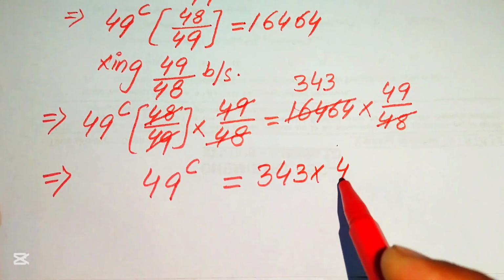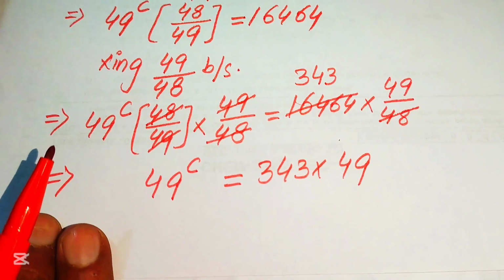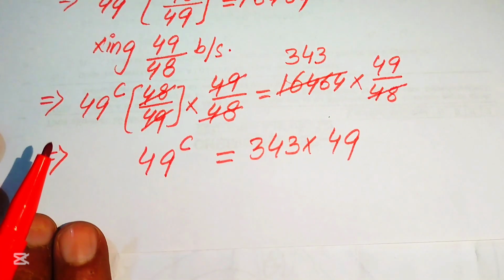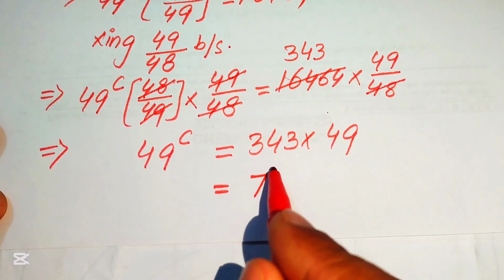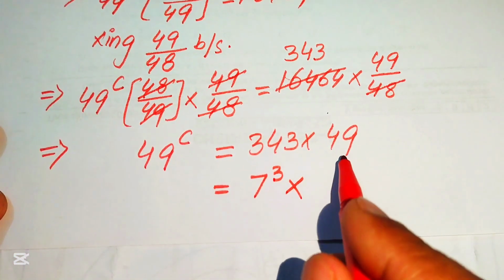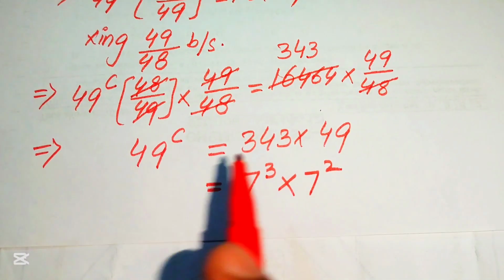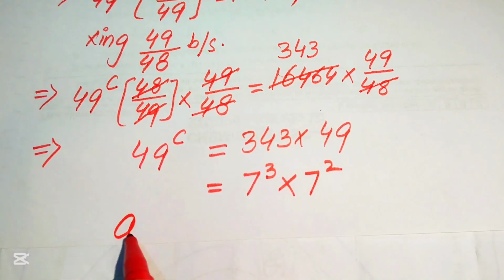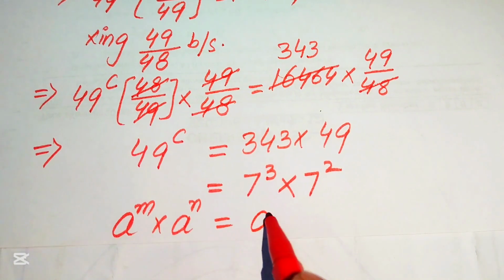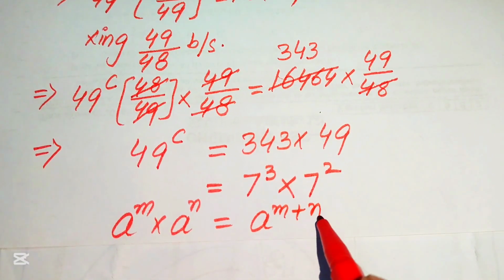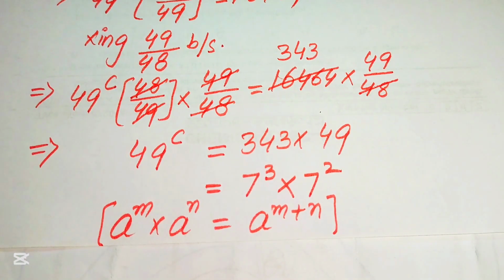multiplied by 49. So these are the two remaining terms, and now we need to find the prime factors of 343 and 49, and we know that the prime factors of 343 are 7 to the power of 3, and the prime factors of 49 are 7 square. So here we need another exponent law. You know that if we have a to the power of m multiplied by a to the power of n, it is equal to a to the power of m plus n. Here we use this exponent law in the above term.